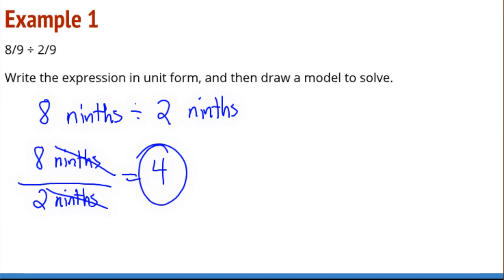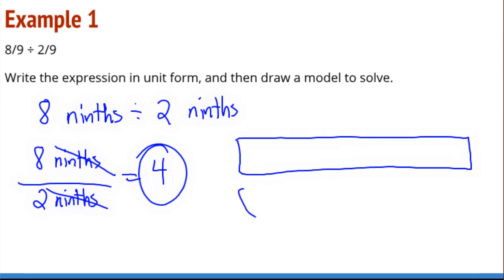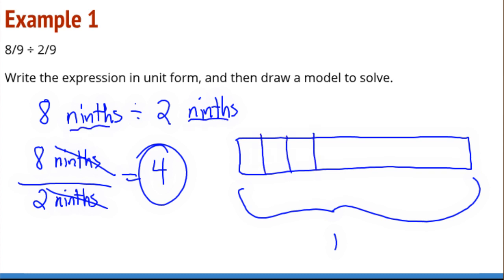Now I am supposed to draw a model for this problem. So I'm going to use a tape diagram, and I'm going to indicate on here that I've got one whole, and I'm going to cut it into ninths because we are counting in ninths. Our units are ninths. 1, 2, 3, 4, 5, 6, 7, 8. And I'm going to come find my 8 ninths.